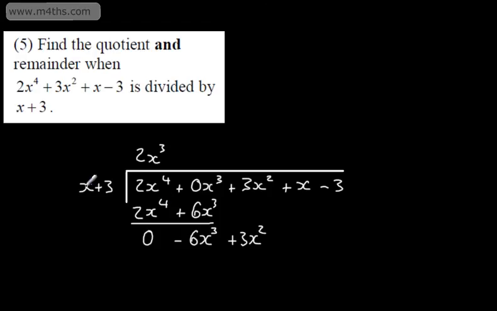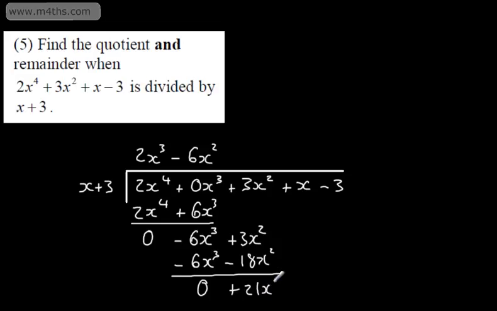I now say to myself, how many times is x going to negative 6x cubed? Or what is negative 6x cubed divided by x? The answer is now minus 6x squared. We multiply down, we're going to get minus 6x cubed, and then we're going to get now minus 18x squared. Writing that there, we now draw a line underneath and subtract down. Yet again we get 0, and 3x squared subtract negative 18x squared will give me plus 21x squared.